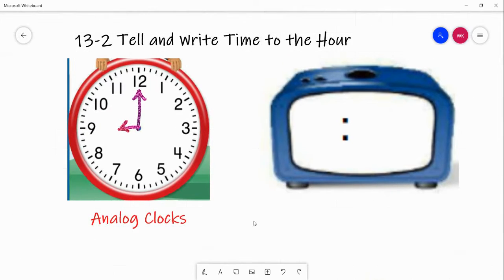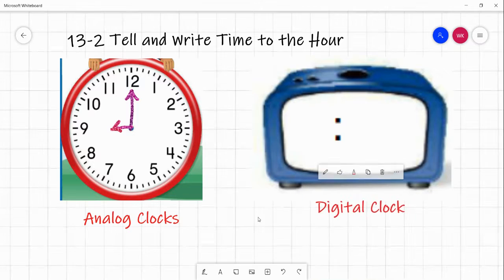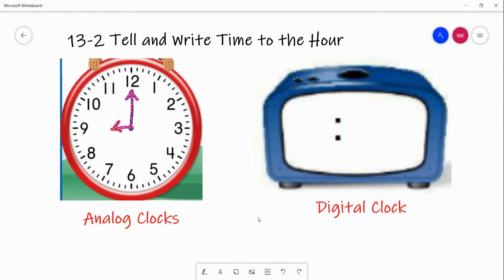Does anyone know what this clock on the right is called? It's called a digital clock. So a digital clock, you would see for an alarm clock, you can see it on your Chromebook, on your computer. It tells you the time with digits or numbers.